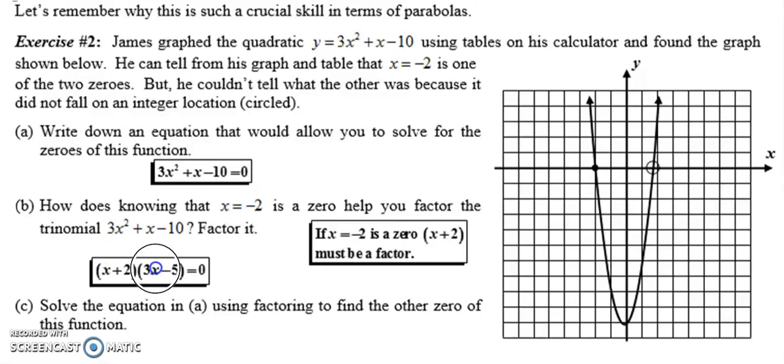So then once you know that x plus 2 is a factor, well then this has to be 3x, because x times 3x is 3x squared. And this has to be negative 5, because 2 times negative 5 is negative 10. So once you know one of the factors, it's really easy to find the other, and you don't have to do all that hard work for it.